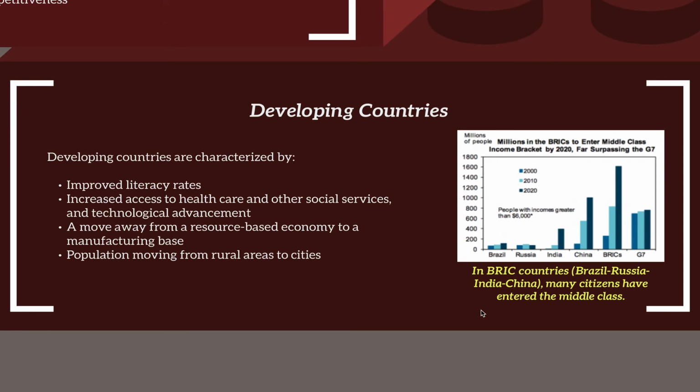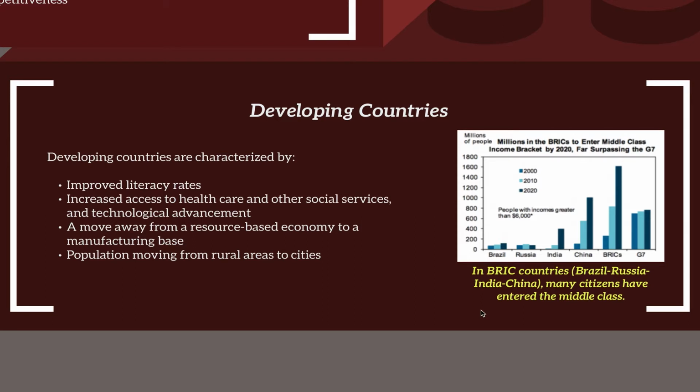So what makes a developing country a little different from a least developed country? Well, they have better literacy rates. Usually people can attend school more instead of working, so they can attain higher levels of education and read better. The healthcare services tend to be a bit better. They're moving away from primary industries into more of a manufacturing base, and the population tends to congregate more in cities. And also, one characteristic is people are entering the middle class.